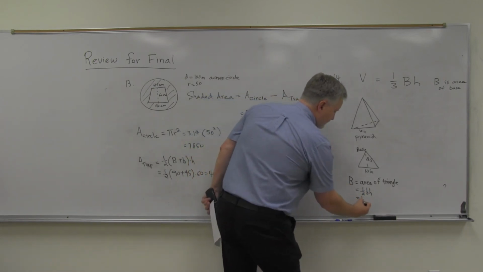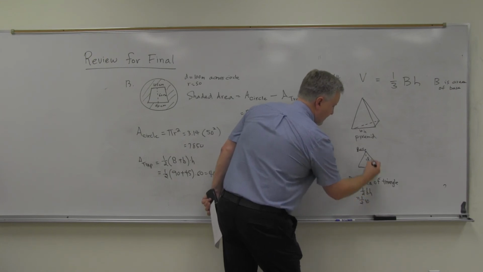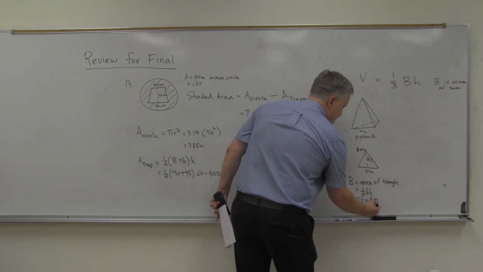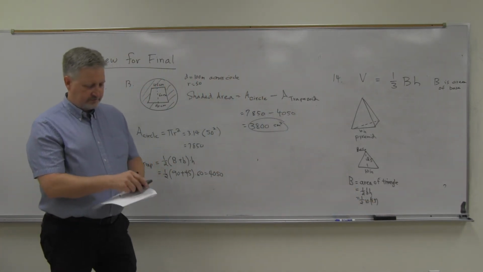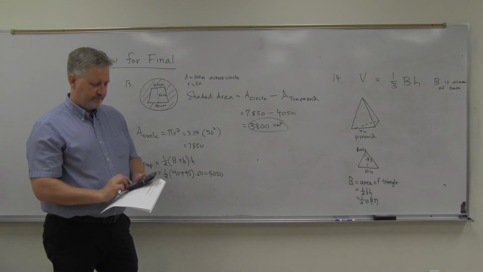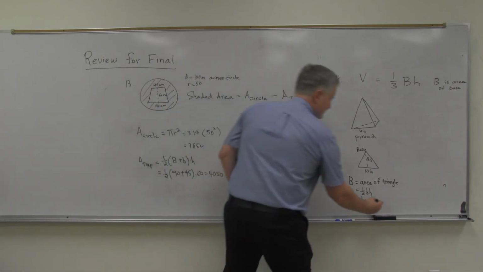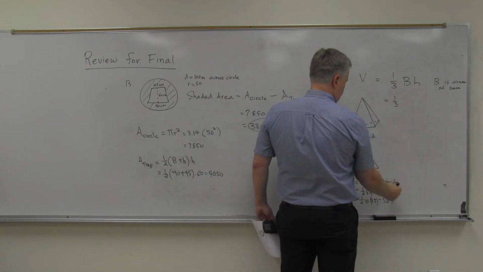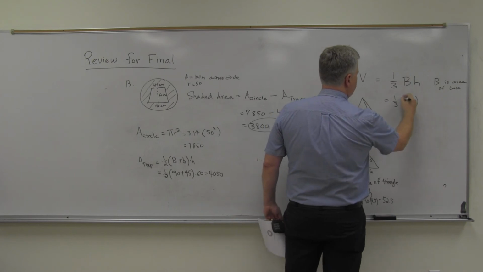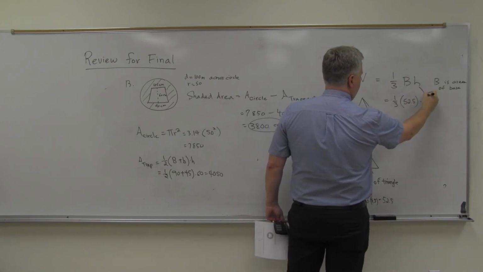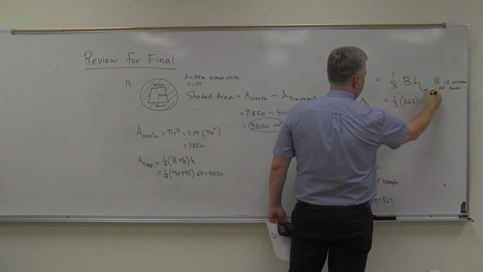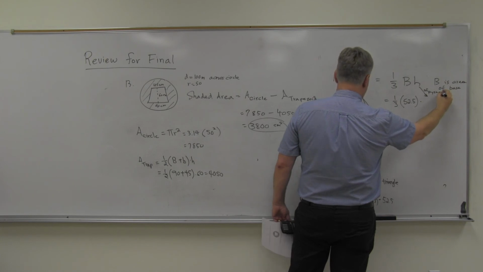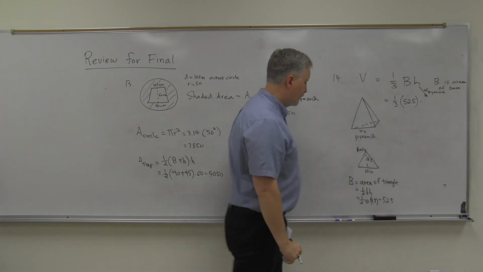So the base of the triangle is 10. The height is 8.5. So you take those and multiply. 52.5. So that's B here. So you've got 1/3 and 52.5. Now the height, that's the height of the triangle, I'm sorry, the pyramid. I think it's 42.5.